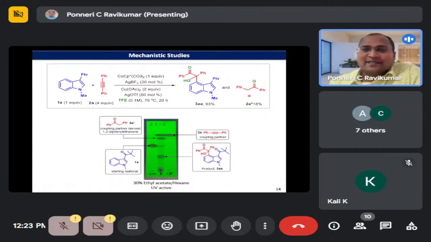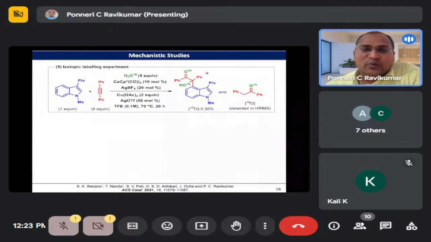So that tells that there must be some water in this reaction mixture. So, in order to understand whether the water is responsible for giving this product, we deliberately added water in the reaction mixture. You can see here we added O18 labeled water, isotopic labeled water.